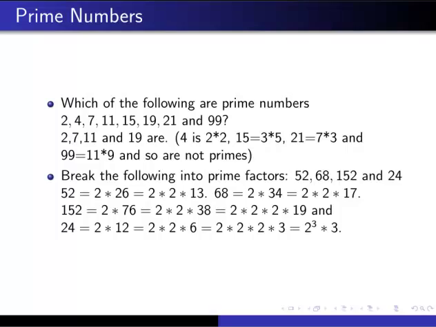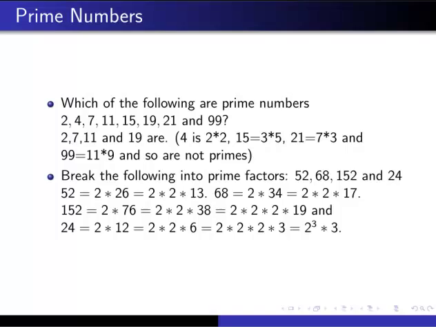Then break the following into prime factors. So any integer can be broken into its unique factors. So 52, well, I can see that's divisible by 2, so that's 2 times 26. Well, 26 can be broken down further, so it's 2 times 2 times 13. 26, again, I can divide it by 2, so I end up with 2 times 34. I can divide 34 by 2, so I end up with 2 times 2 times 17.